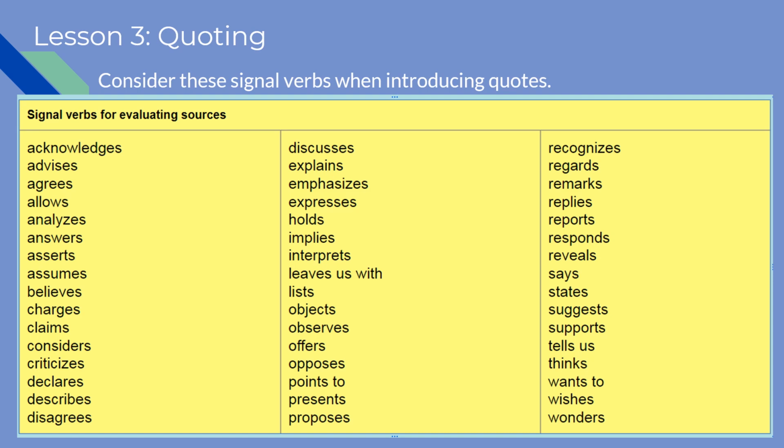This is just a chart that we put in the PowerPoint to show some signal verbs that may be used when you're introducing quotes. I'm not going to go through all of these, so you can feel free to take a picture of this chart if you would like. But rather than saying "the authors say" every single time, you can switch it up and use a different signal verb throughout your paper so it's not so repetitive.